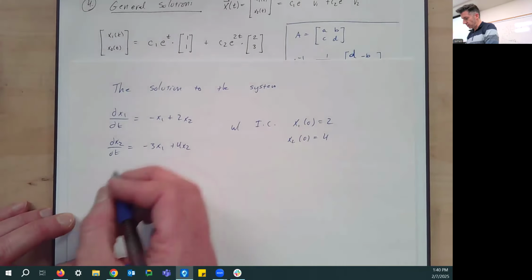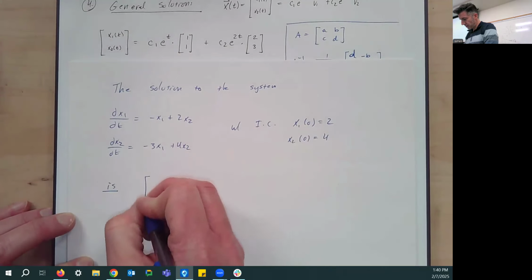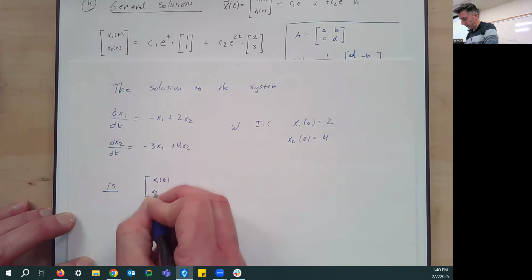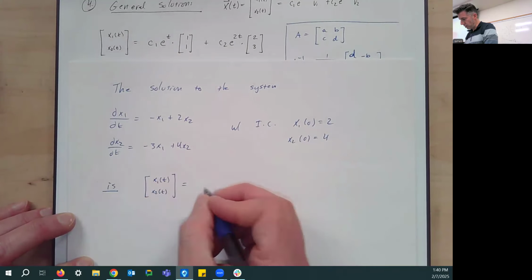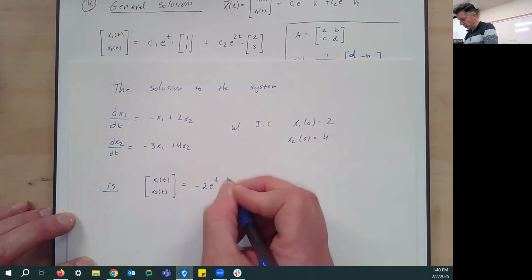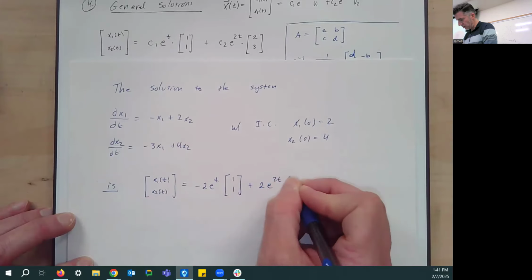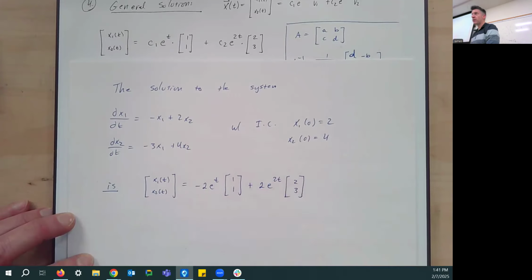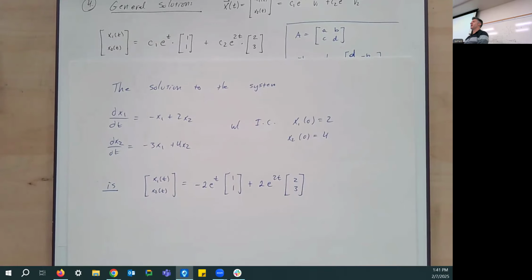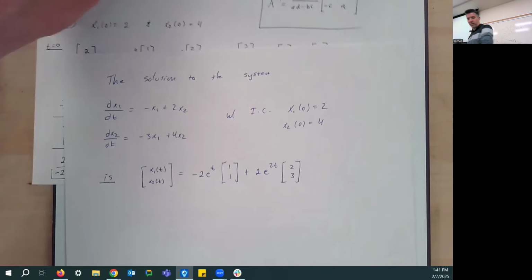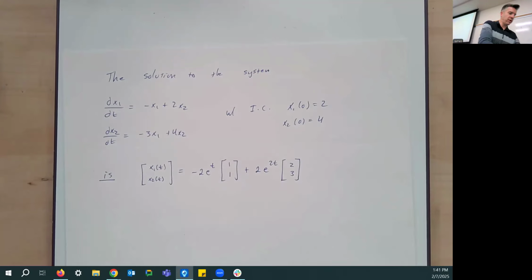So the solution to the system is [x1(t), x2(t)] equal to -2 e^t times [1, 1] plus 2 e^(2t) times [2, 3]. And although that's how I prefer to write the solution, it is maybe disguising the fact that we really have two equations here, or two solutions. There's the x1 and the x2. So let's actually write them both out, even though this is how I would like to write it.